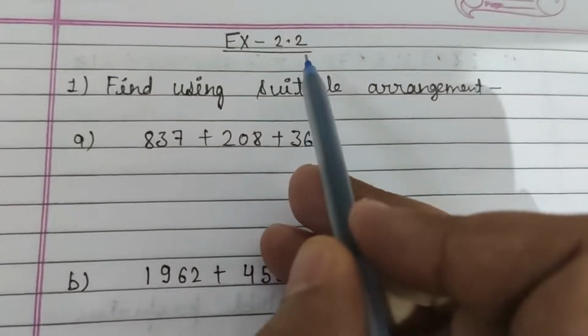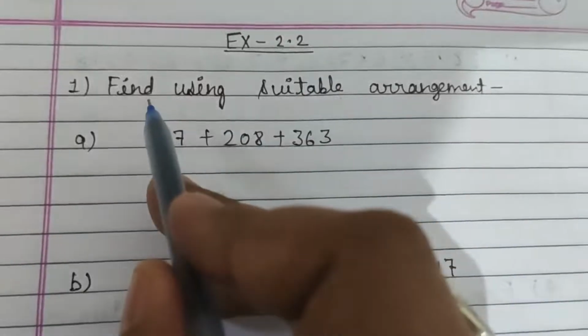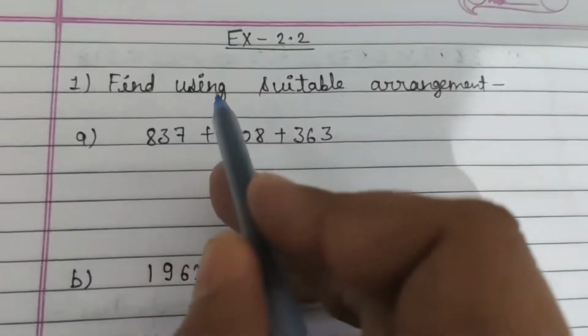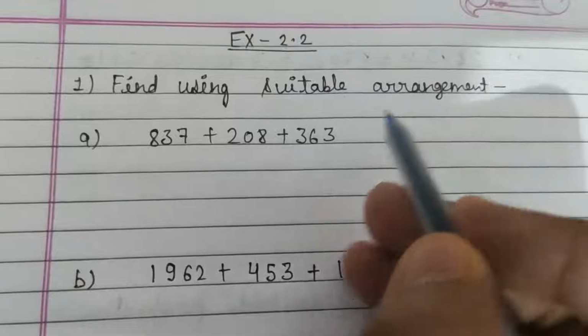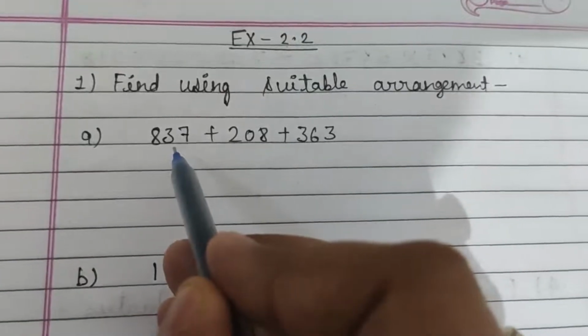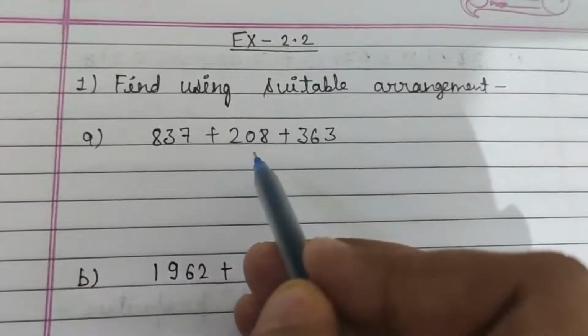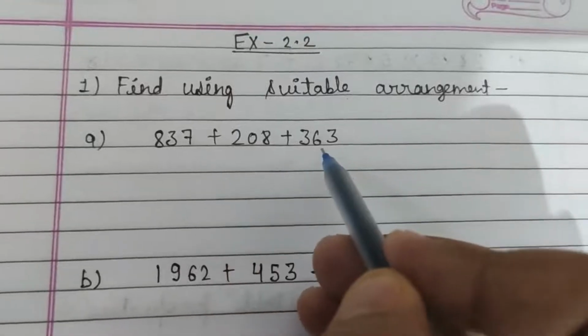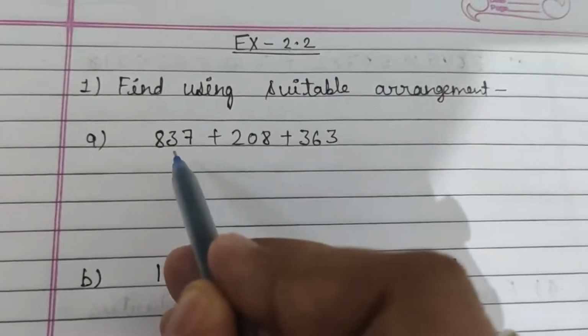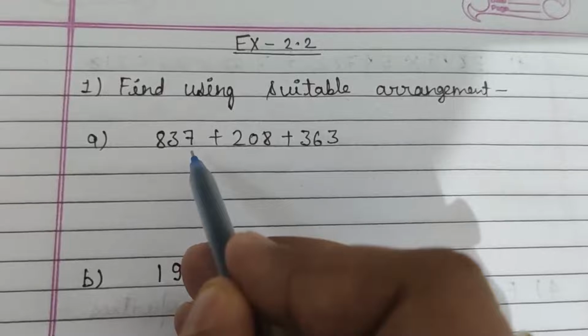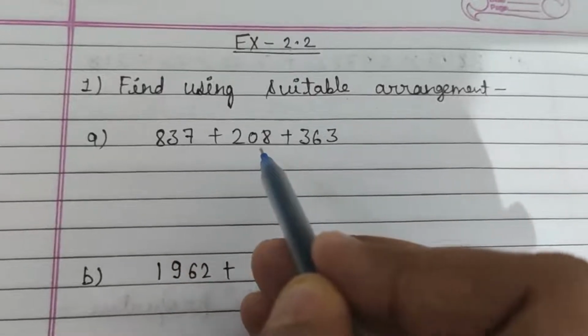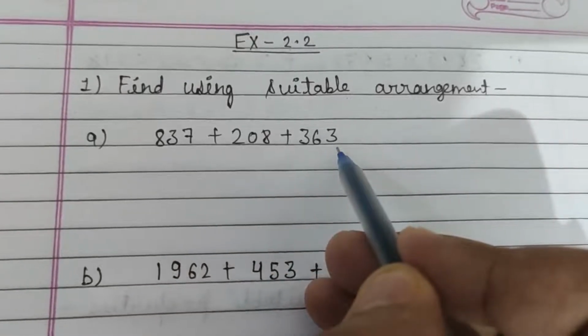Exercise 2.2 of chapter 2, class 6. Question number 1: find using suitable arrangement. So we have to arrange the numbers in such a way that their addition should be easy, like you can see there, 837 plus 208 plus 363.